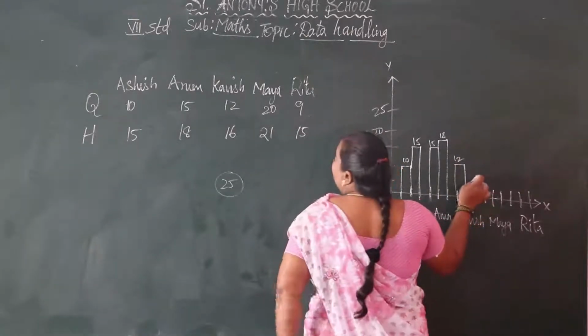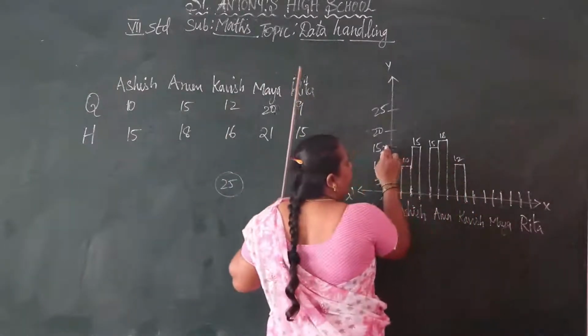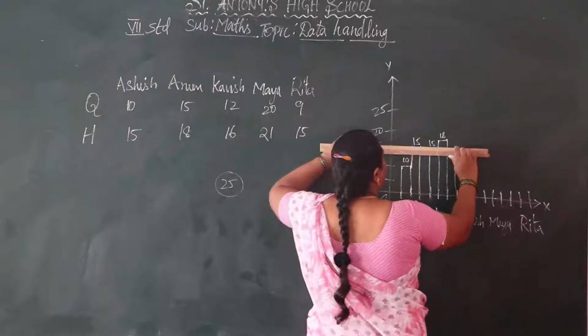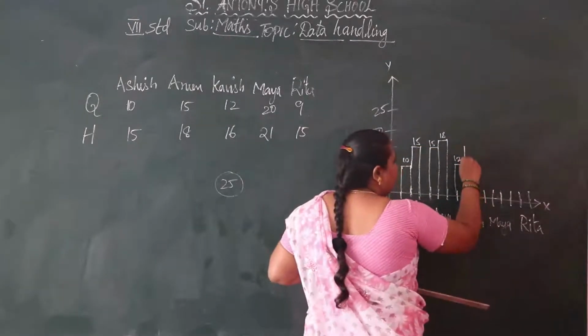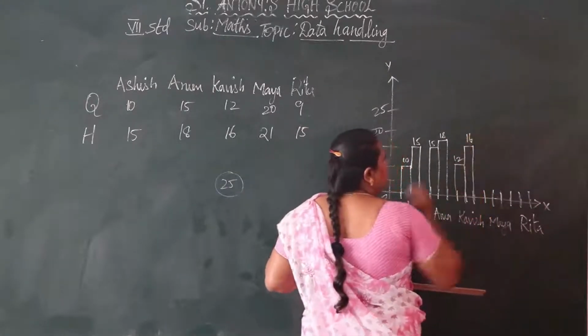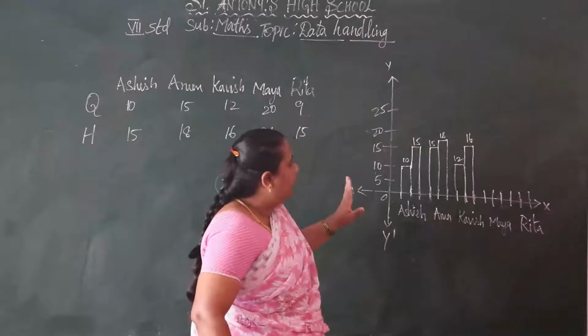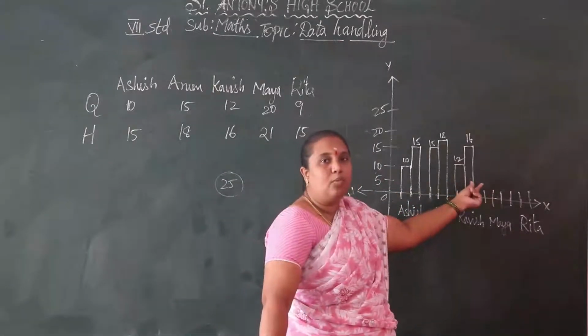Okay, so Kavish scored 16 in half-yearly. See 15. So above one line you have to take here. So mark here and join. See, this is 16. Okay, so 16. So join two bars.